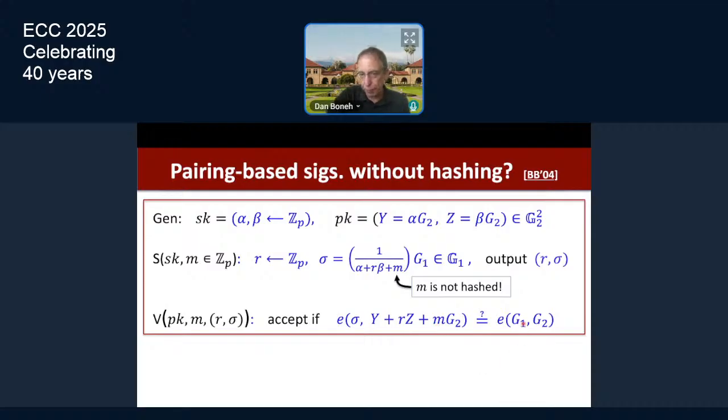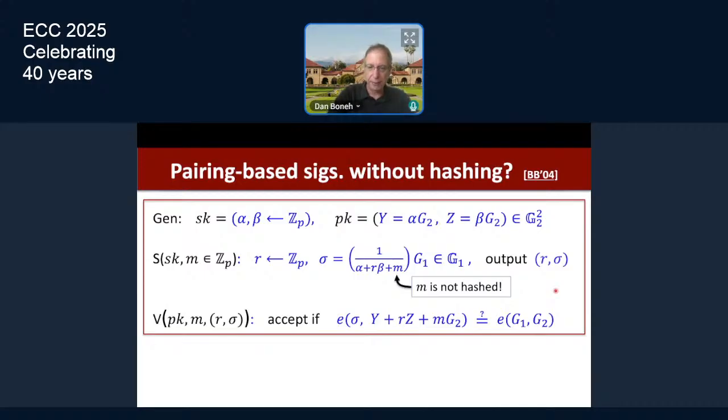One thing that's interesting is that the pairing of G1 and G2 here is fixed. So it could actually be made part of the public key. So verifying the signature really only requires one pairing in this key. Okay, so that's an example of signature schemes that don't require hashing.